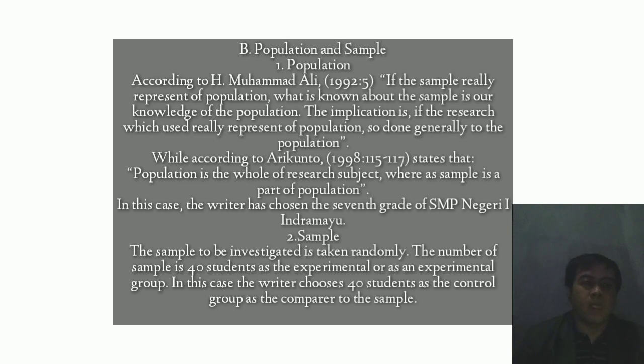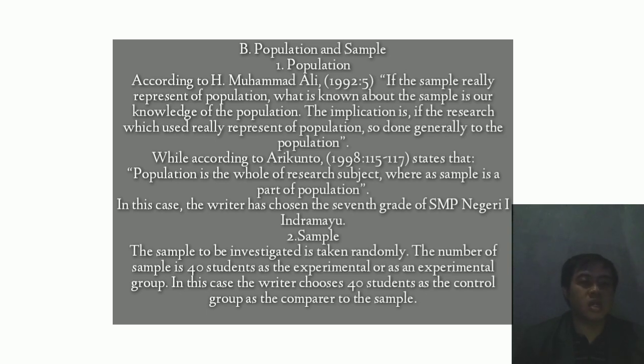Population and sample. Number 1, population. According to Haji Muhammad Ali, if the sample really represents the population, what is known about the sample is our knowledge of the population. The implication is that the result of the sample usually represents the population. Well, according to Arikunto, population is the whole of the research subjects, whereas the sample is part of the population.